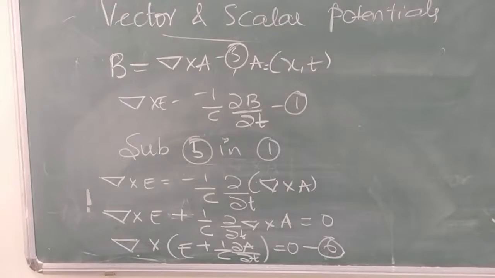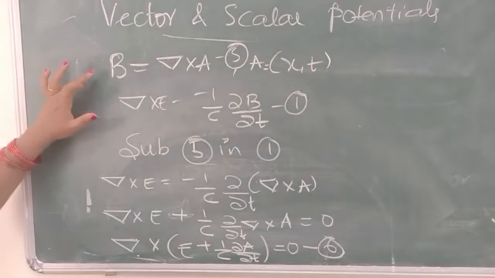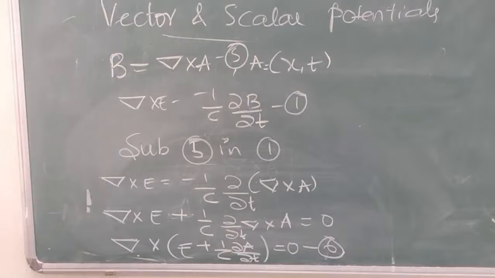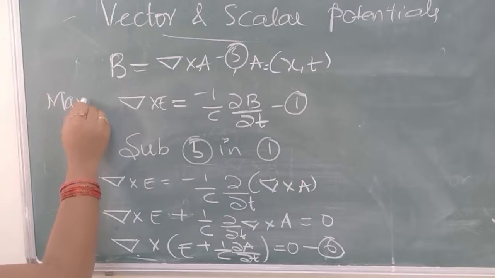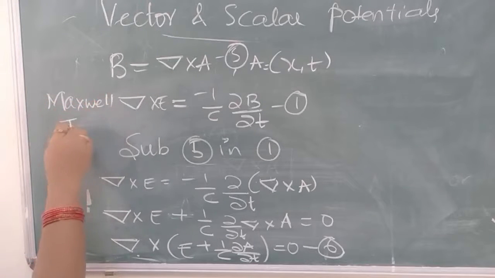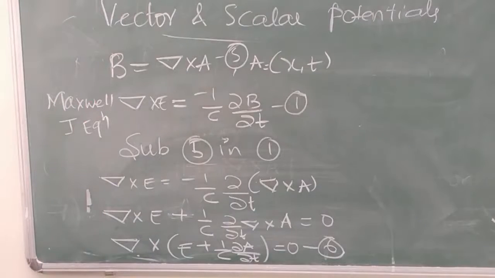What I have done is substituting the value of B in Maxwell's first equation, multiplying this, and taking del common. I got equation 6. So please write this.